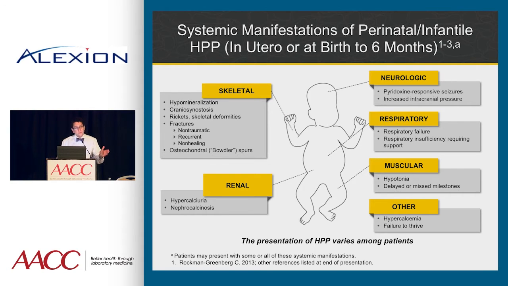If the patient's able to make it through that neonatal period or perinatal period, we do see some problems. We recognize this interaction between muscle and bone. Without strong bone, you can't have strong muscle, and vice versa. So these patients also have hypotonia, and they usually have delayed or missed milestones. And then I also mentioned this hypercalcemia and this overall failure to thrive.